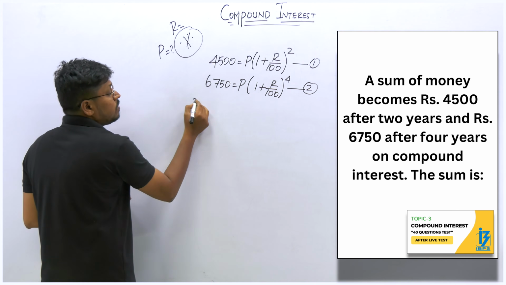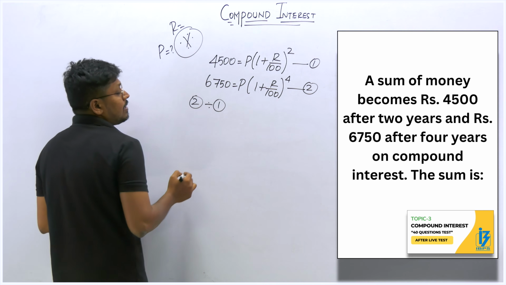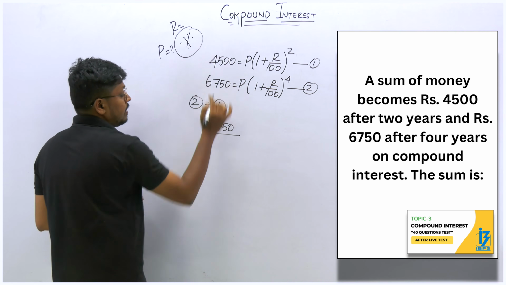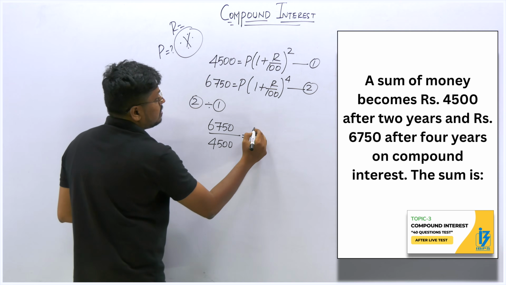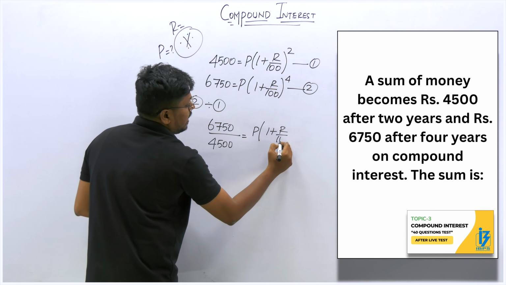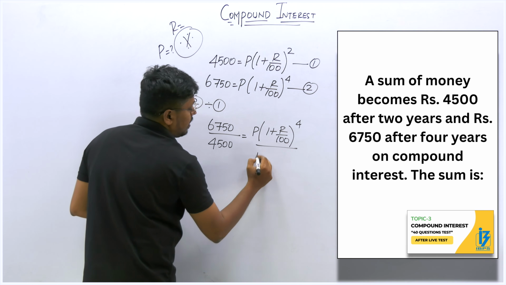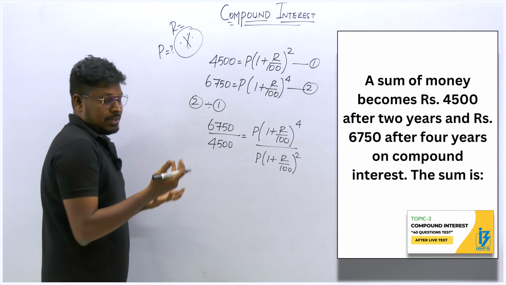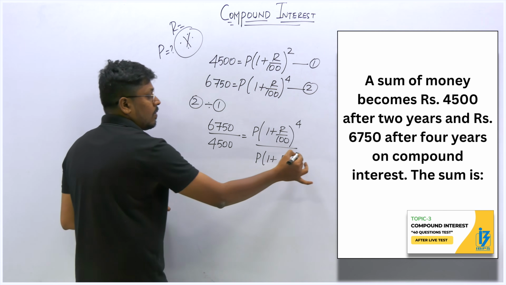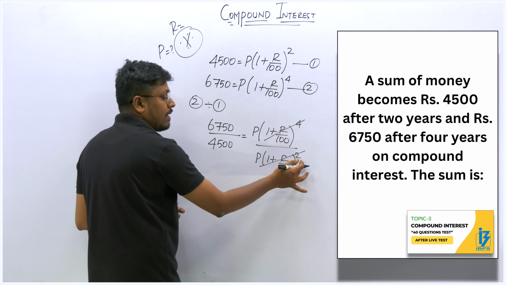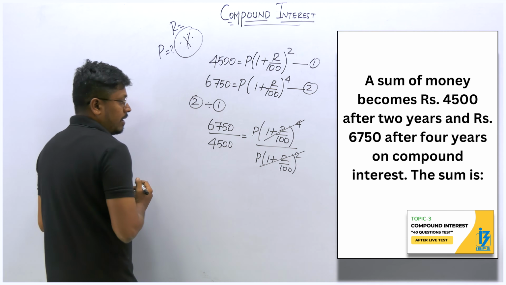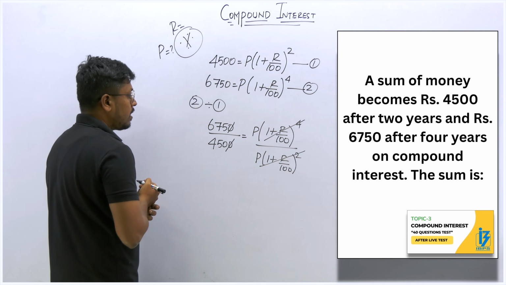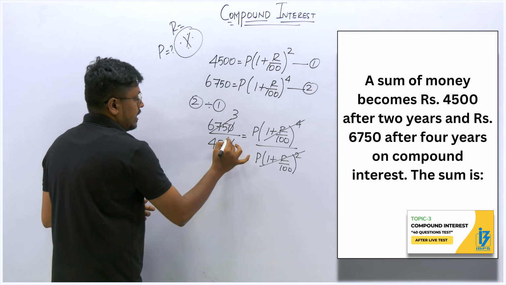So usually what we do is second divided by first. So divide the second part completely, 6750 divided by the first, 4500, is equal to P into 1 plus R by 100 power 4 divided by P into 1 plus R by 100 power square. What we learnt, right, in compound interest. So after that we cancel all these parts. So here we have 4, here we have 2. So only power 2 will be remaining in the numerator. So here also we can cancel 0, and we can cancel it on 225, this will be 3 times, this will be 2 times.